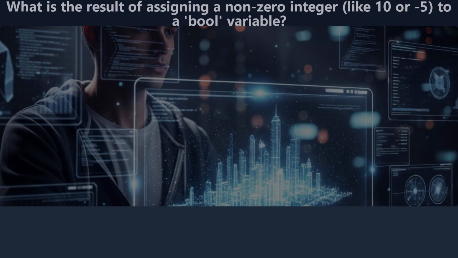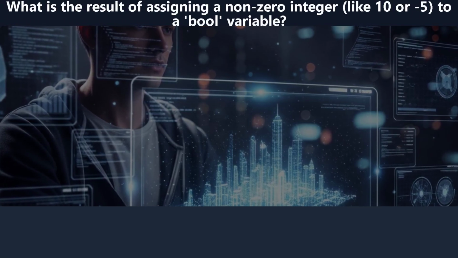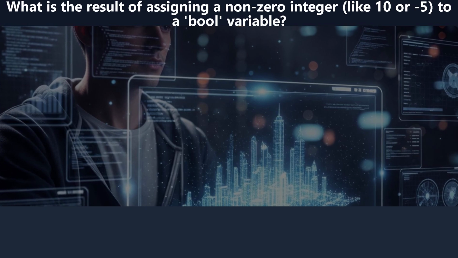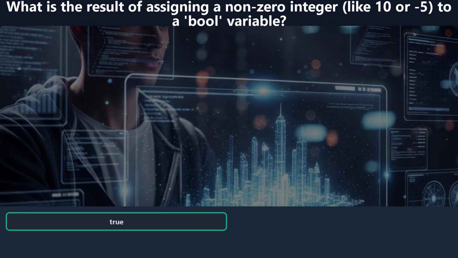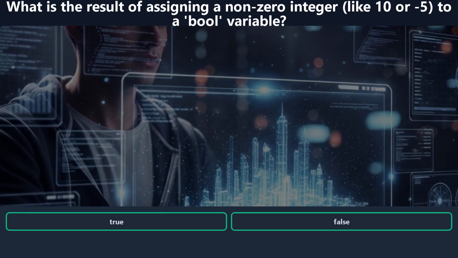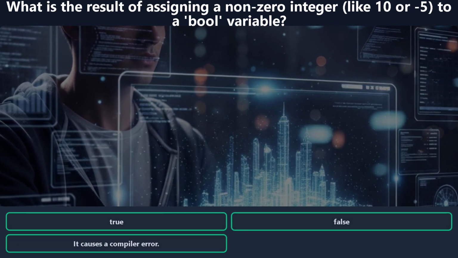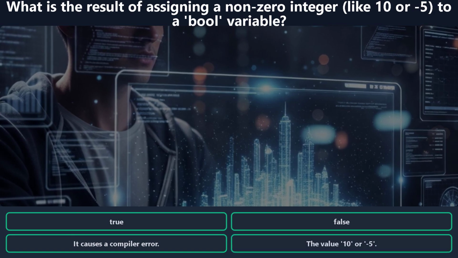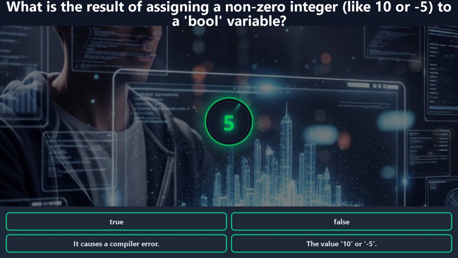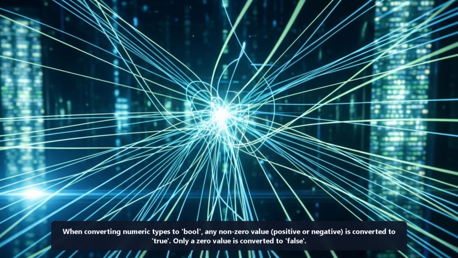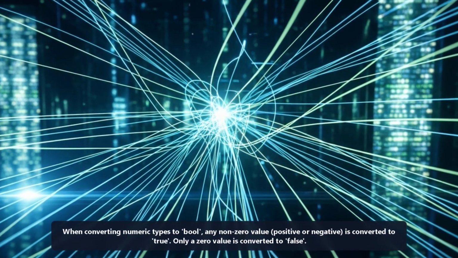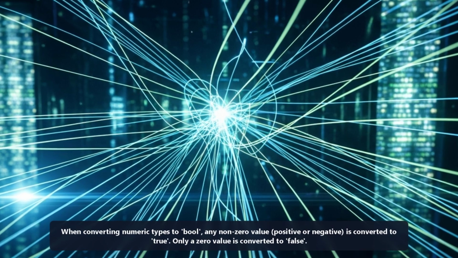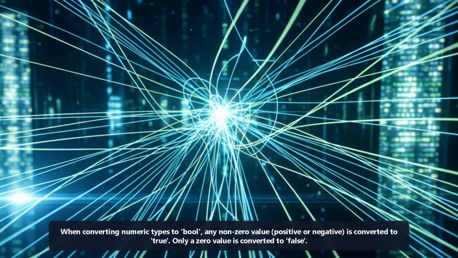What is the result of assigning a non-zero integer, like 10 or -5, to a bool variable? True. False. It causes a compiler error. The value 10 or -5. True. When converting numeric types to bool, any non-zero value, positive or negative, is converted to true. Only a zero value is converted to false.